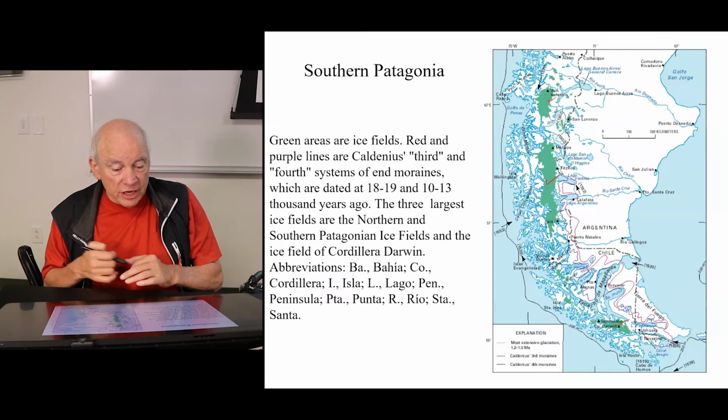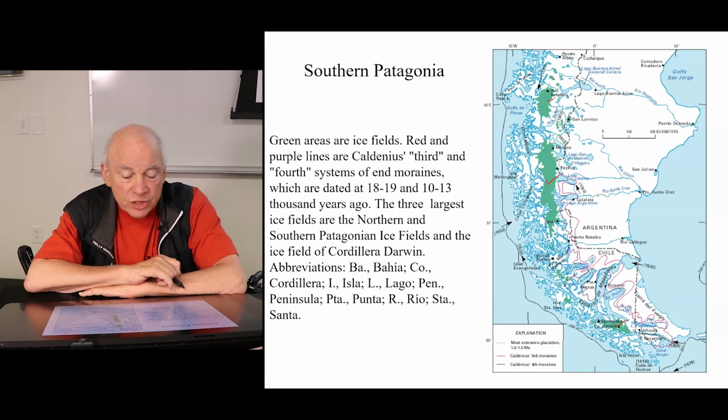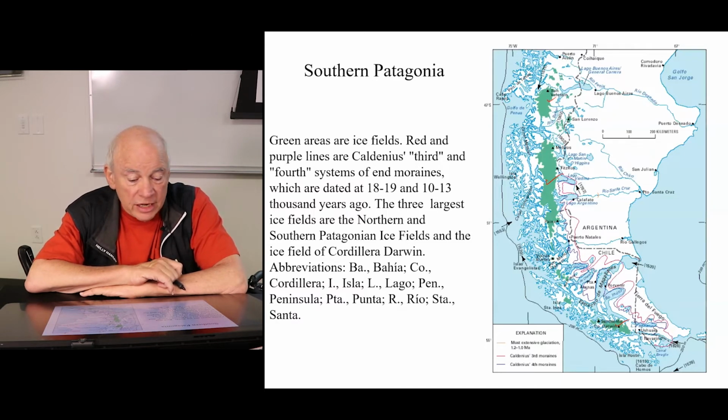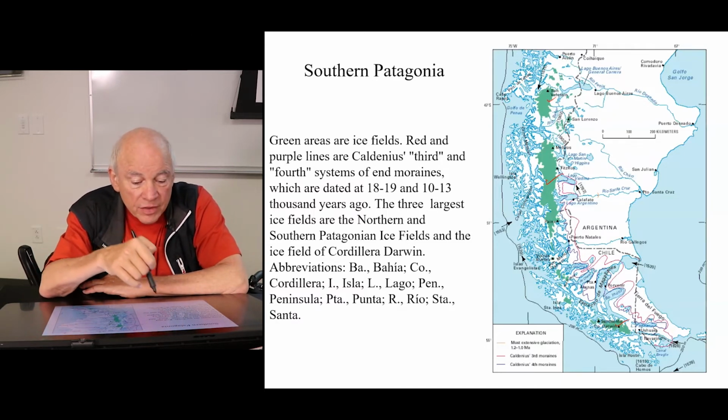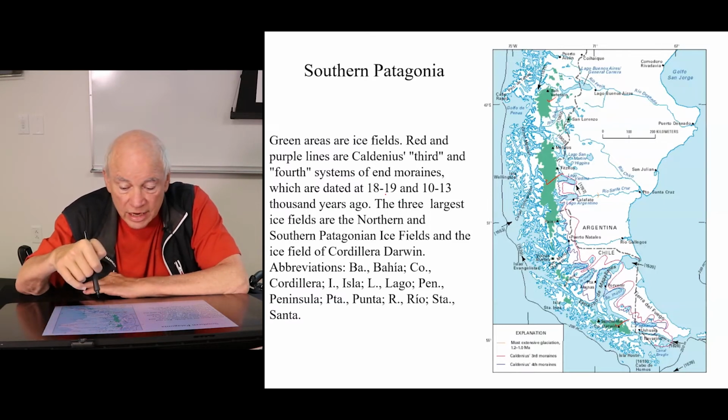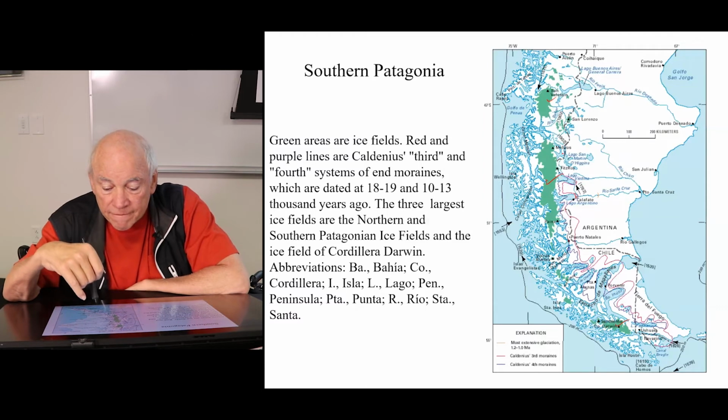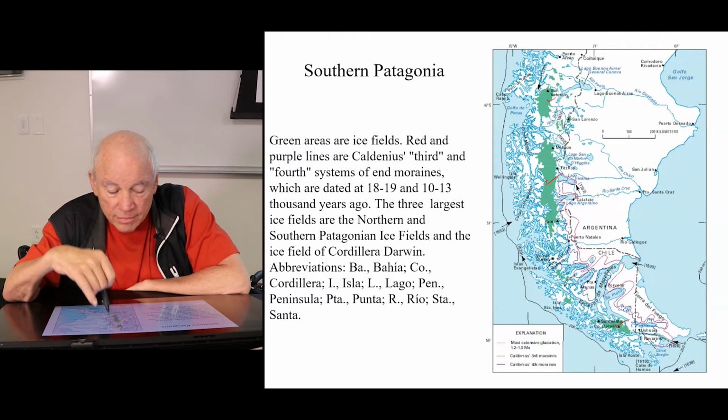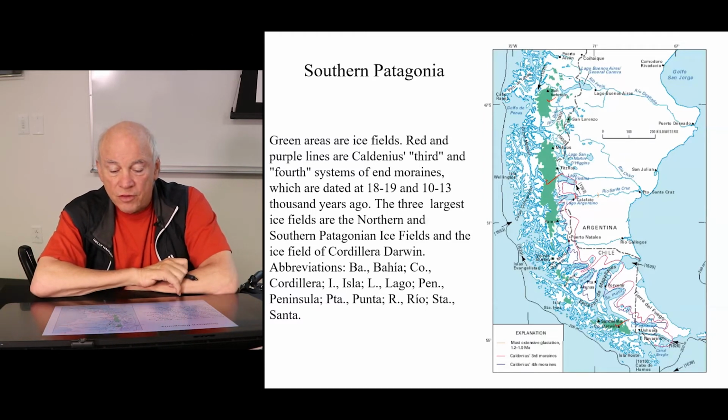Now, you can also see in here these end moraines, which are basically piles of sediment that were dumped when the glaciers ended. And there's one at 18 or 19,000 years ago, this red line, and then a younger one at 10 to 13,000 in this blue line. It sort of tells you the waxing and the waning of the ice of this big ice field.